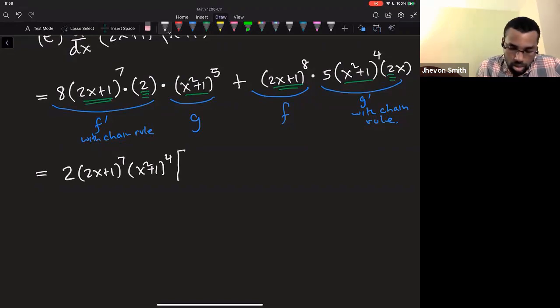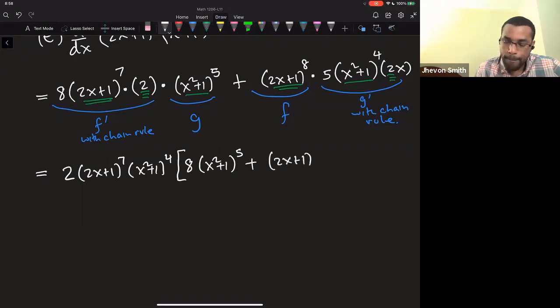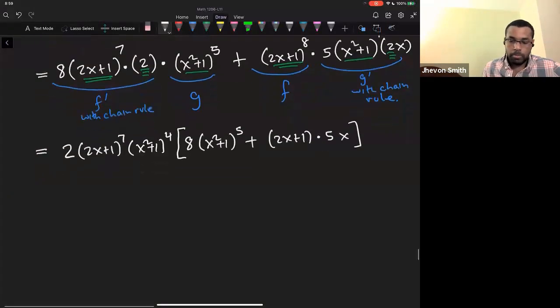And then, right, what we have left over. So I left the 8 inside, and I pull out all 7 factors of that guy, and I pulled out 4 factors of the x squared plus 1, so there's only 1 factor left. I pulled out 7 factors of the 2x plus 1 to the 8th, so there's 1 factor left. The 5 stayed, and the x squared plus 1 to the 4th I pulled out, the 2 I pulled out, so there's an x left.